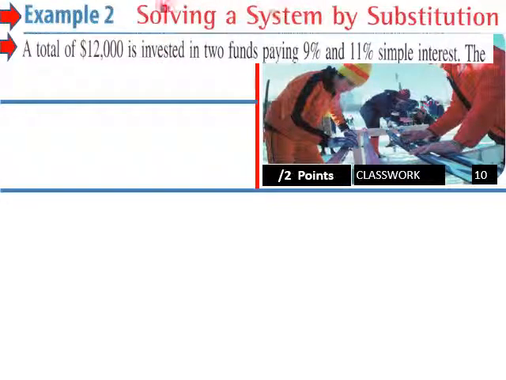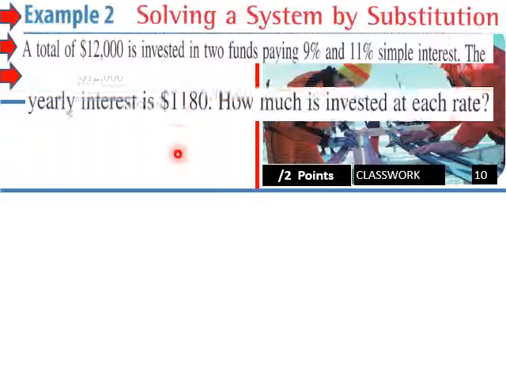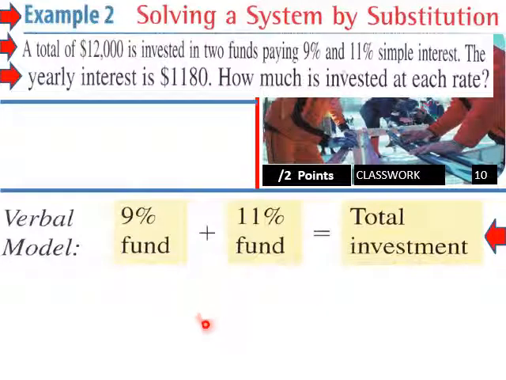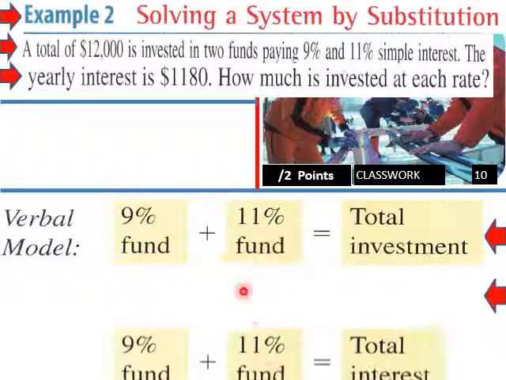Solving a system by substitution. A total of $12,000 is invested in two funds paying 9% and 11% simple interest. The yearly interest is $1,180. How much is invested at each rate? So here's our verbal model. 9% of fund, and then 11% fund equals total investment.